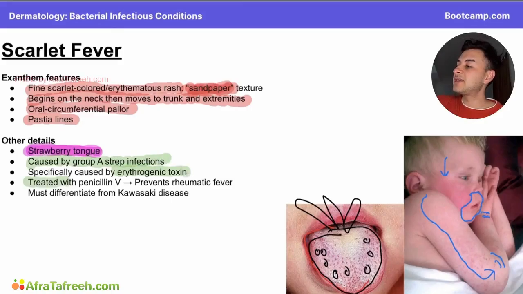The treatment for this is going to be penicillin, and this is important because it's going to prevent rheumatic fever, just like we were talking about before with our superficial impetigo infections. It's really important to differentiate this from Kawasaki disease, which has a lot of the same presenting symptoms in terms of rash and oral involvement, but we will go over the specifics of Kawasaki disease and the mnemonic CRASH and burn in a later video. I just want to have you guys on the radar when we're talking about children with febrile illness and rash.